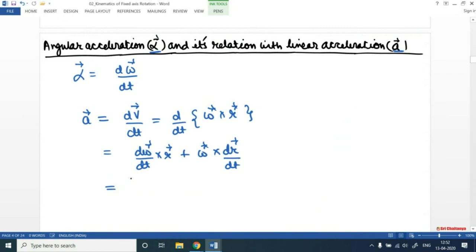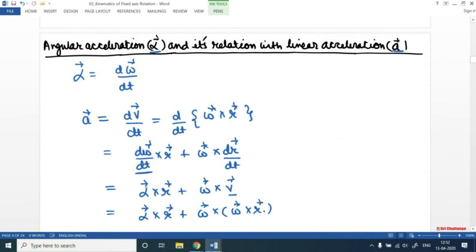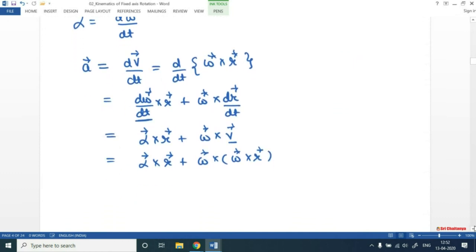So this gives us d omega by dt. We have already defined it as alpha, so that will become alpha cross r, and this dr by dt is nothing but v. Rewriting this equation, we can say alpha cross r plus omega cross v, and v was nothing but omega cross r, which we already established. And now let's look at this omega cross omega cross r vector.